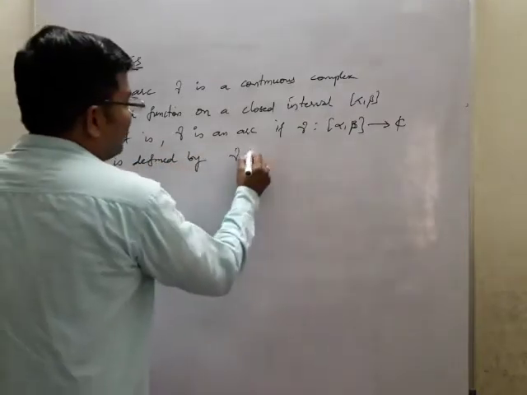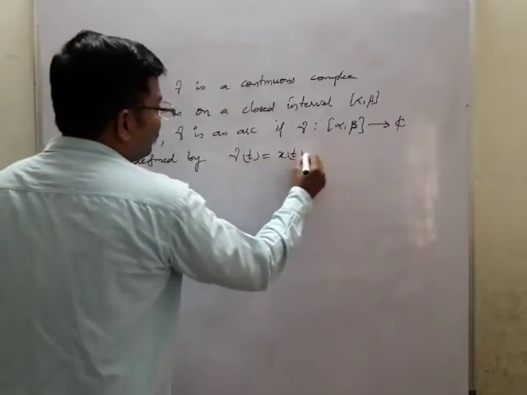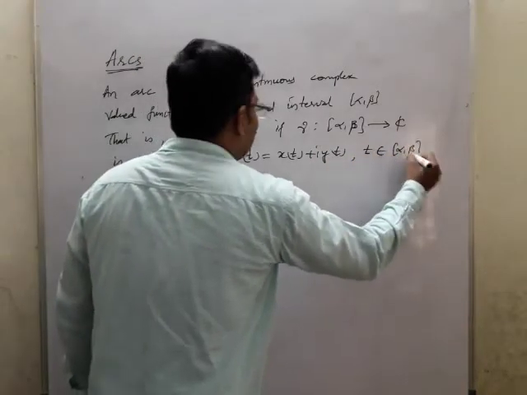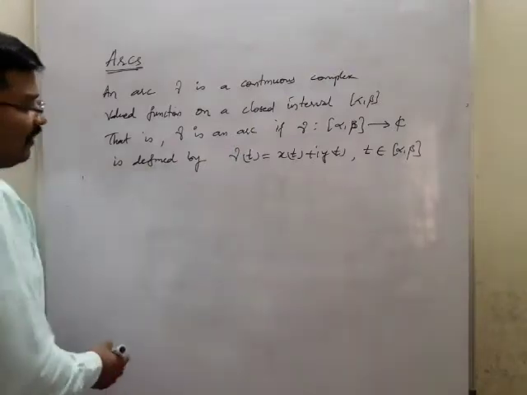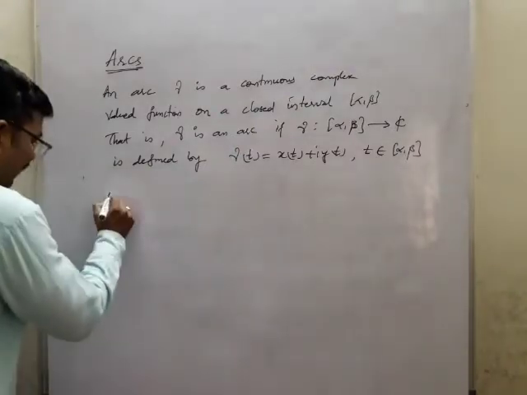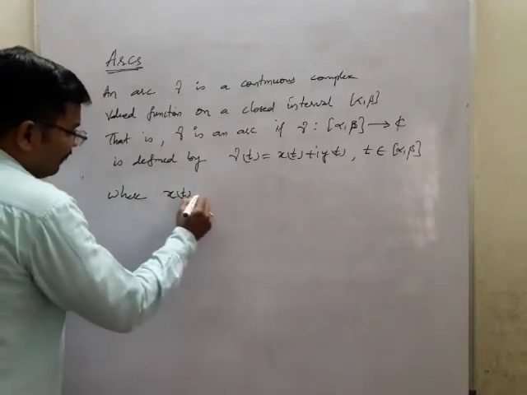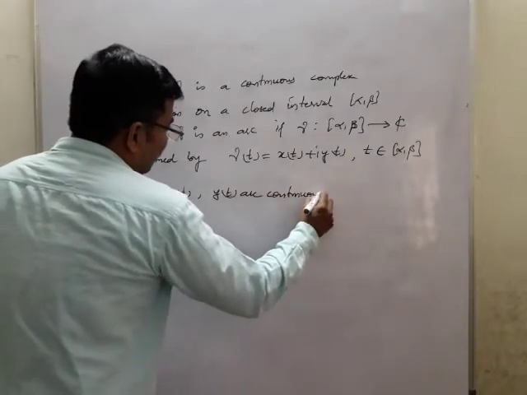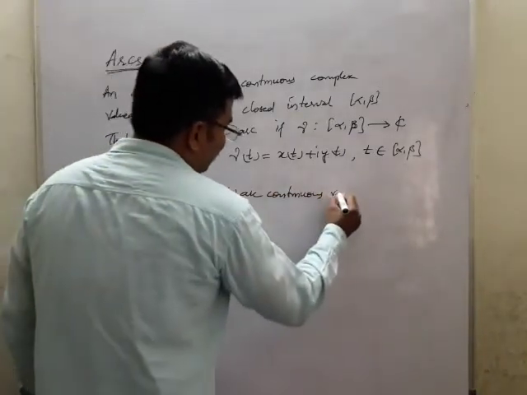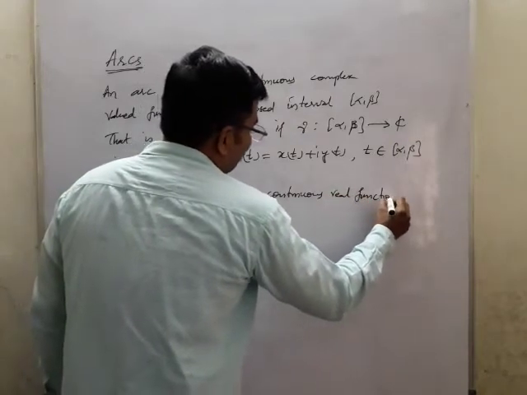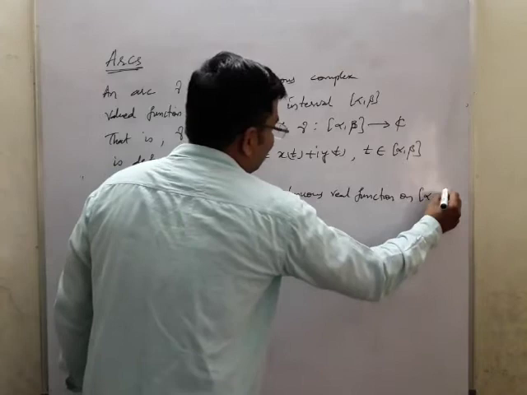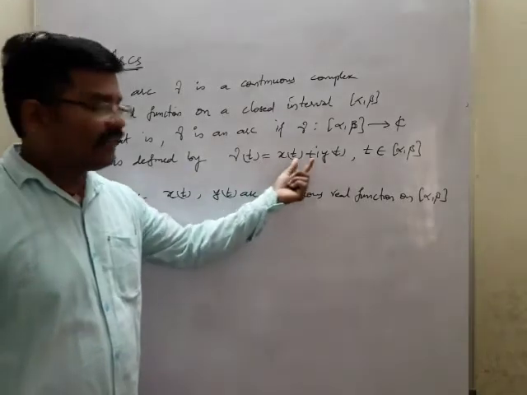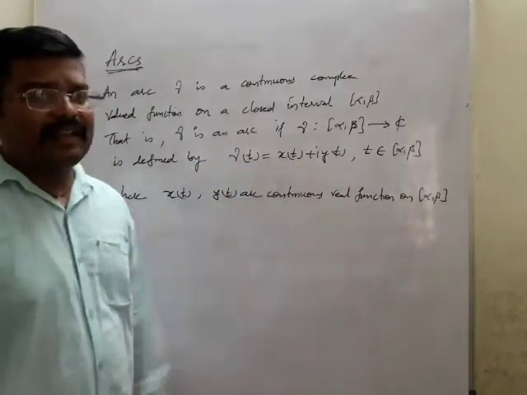It is defined by gamma of t is equal to x of t plus i y of t, where t belongs to alpha comma beta. This is how we can write, and where x of t comma y of t are continuous real functions on alpha comma beta. So gamma of t can be taken as x of t plus i y of t. It's an equation of an arc.